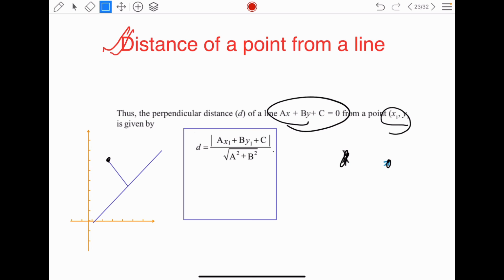Now see, whenever you have the formula for distance, under root a square plus b square is always there in the denominator. What is there in the numerator? Ax1 plus by1 plus c. C is the constant of the line, and x1, y1 are your point which we are talking about. That is my distance formula. Why am I taking the mod? Because distance always will be a positive answer. Distance has to be positive, so I am taking a mod here.